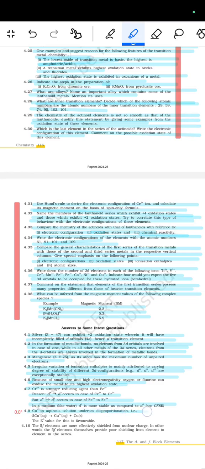Cu+ in aqueous solution undergoes disproportionation, that means Cu+ is converted into Cu2+ and Cu. The electrode potential value for this is favorable. The 5f electrons are less effectively shielded from the nuclear charge. In other words, the 5f electrons themselves provide poor shielding from element to element in the series. So here the d block is complete.